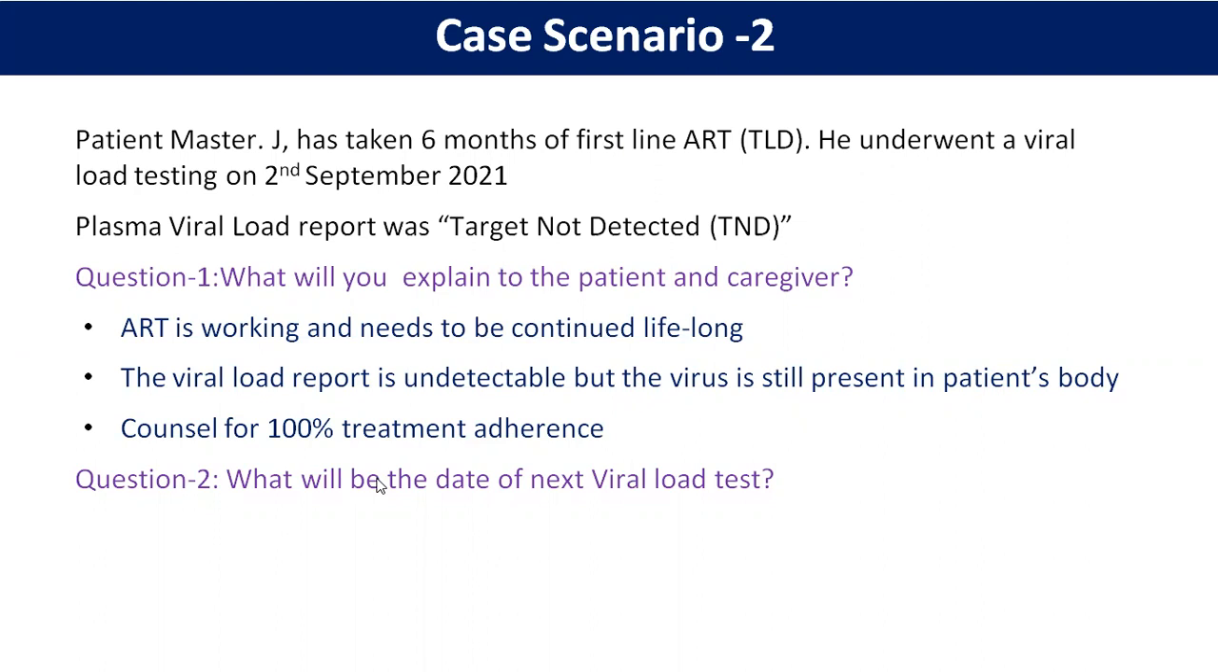The patient is taking TLD for 6 months. You don't know the age and weight is not given. So assume the baby is on ART, TLD, that means the baby is more than 10 years, more than 30 kg. And he underwent viral load testing on 2nd September 2021. It is target not detected. At that time, what will you do? That the drug needs to be continued lifelong.